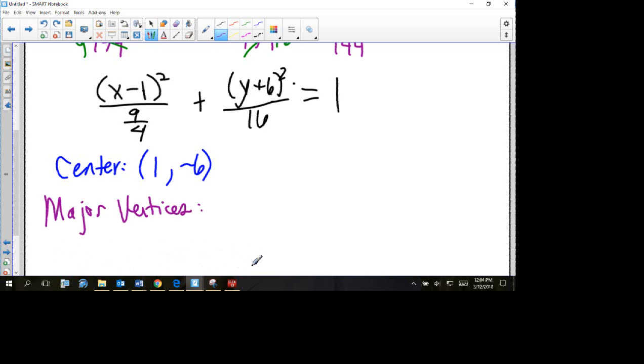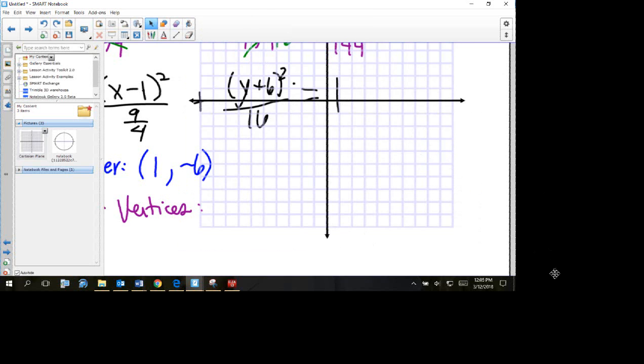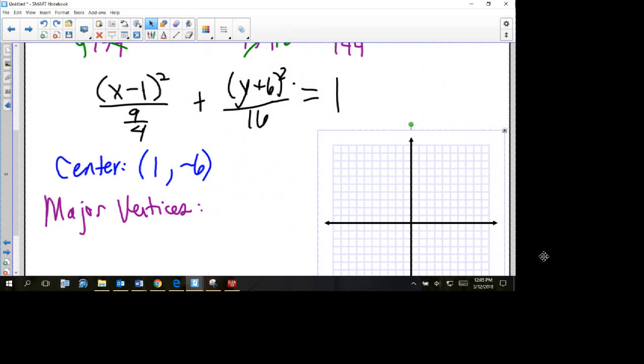So for the major vertices, am I going to use 9/4 or 16? How do I know which one to use? The bigger one. This should be logical. If I'm doing a major vertex, we're using the bigger number. And how do I know if it goes with the x's or with the y's?